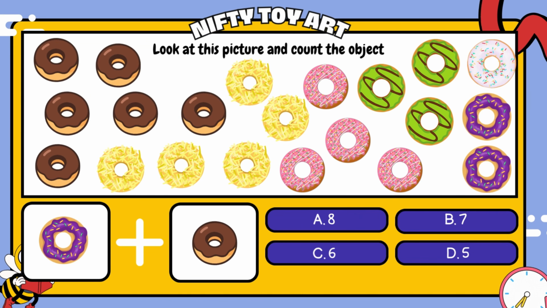I want to take all the blueberry donut plus the chocolate donut. So, what is the total number of donuts? That's right, 8 donuts.